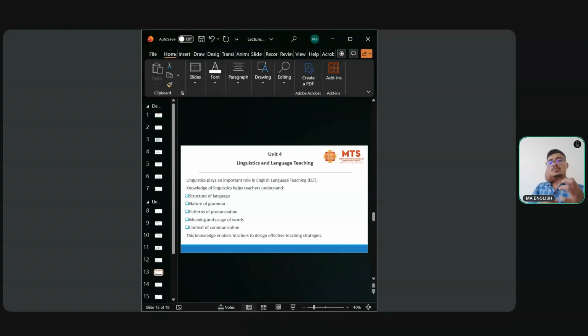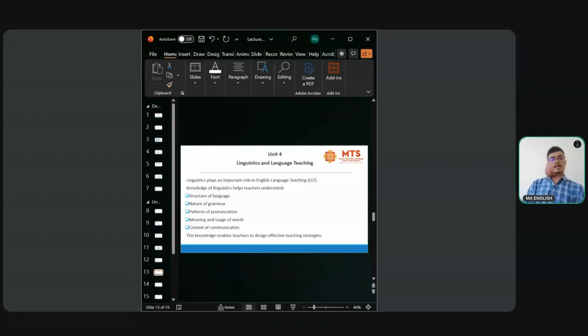They know how sounds are produced, which sounds are problematic for learners from particular language backgrounds, and how to help students improve. So this is another thing. So, for example, speakers of certain Indian languages may have difficulty with a specific English vowel distinction, and the teachers with phonetic knowledge can address this directly.